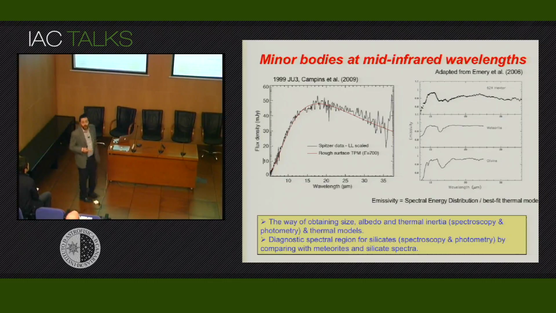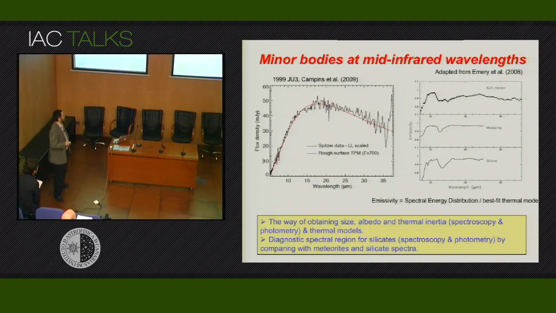If we divide this spectrum by the model, we will obtain things like that. This is the emissivity spectrum of a Trojan asteroid. You can see at 10 microns this feature that is typical of silicates, which Umberto talked about a lot. For example, we can study this by comparing with meteorites or with silicate spectra obtained in the laboratory. So this is also a diagnostic spectral region for silicates. In this case, we can use spectroscopy and photometry to do this kind of job.